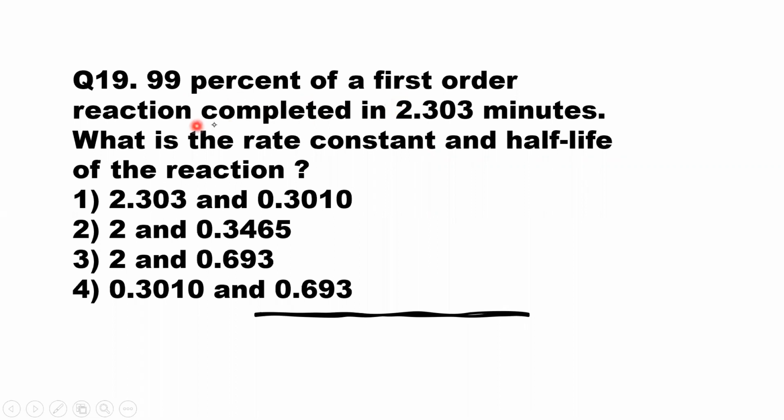99% of a first order reaction is completed in 2.303 minutes. What is the rate constant and half-life of the reaction? Very, very simple. If you find the rate constant, you can find out the half-life. So directly you can use the first order kinetics equation. 99% completed means first we have to find the rate constant K, which is equal to 2.303 by time taken. The time taken for the reaction to complete 99% is given as 2.303, into log of 100 by (100 minus 99).